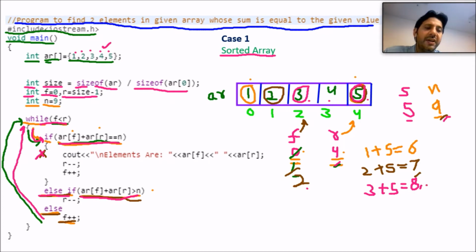So 8 is greater than 9? Wrong. Again the else part will run. f++, so f is now incremented by 1. Now it is 3, so f will be pointing to index value 3. Then it will come back.